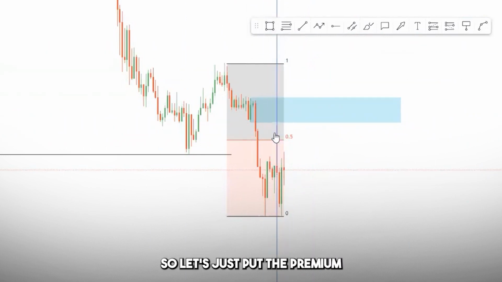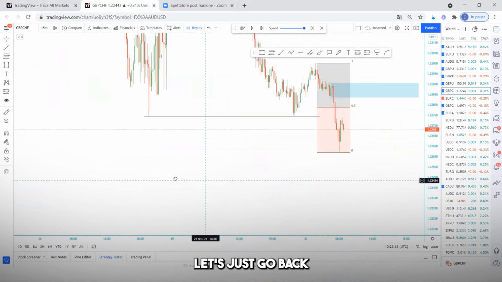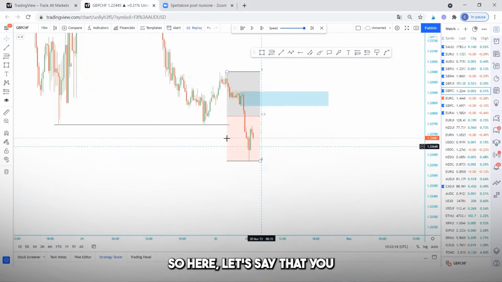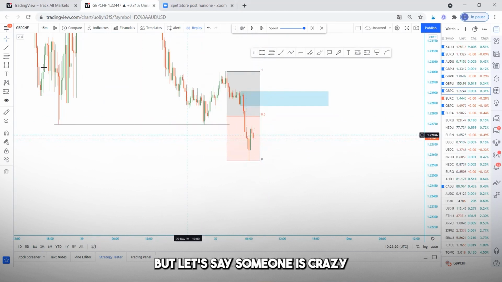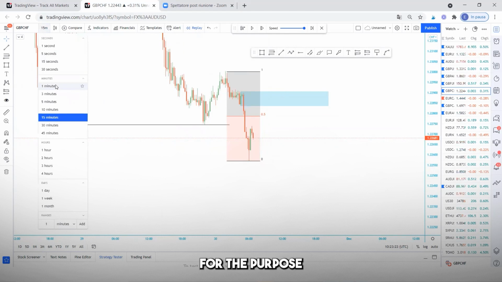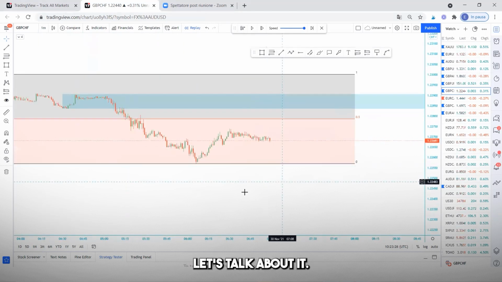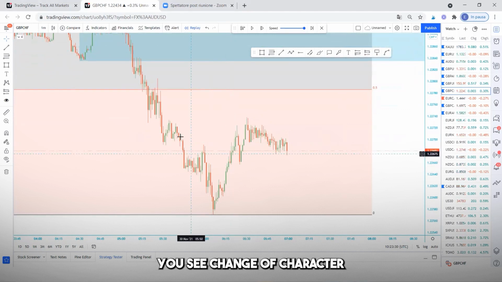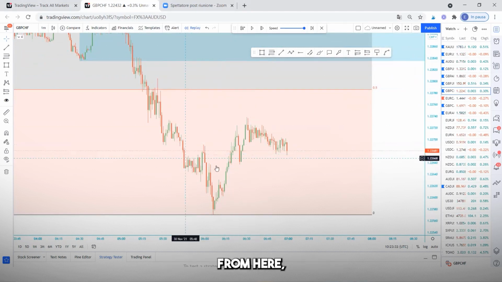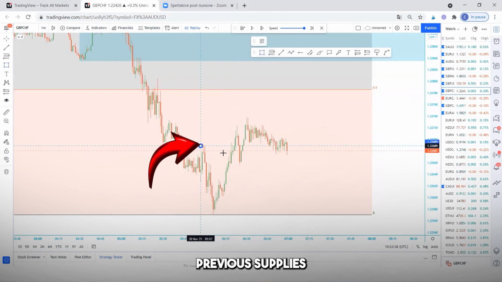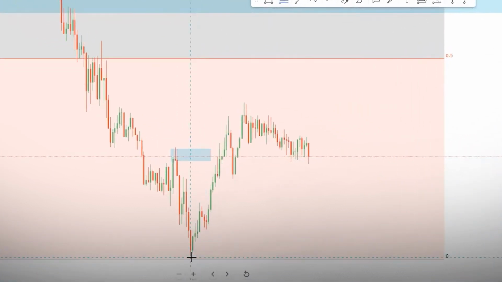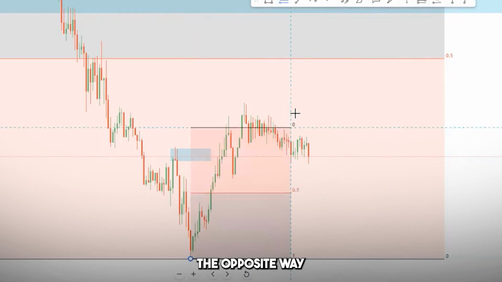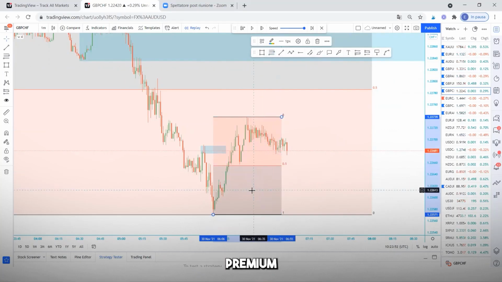So for the premium and discount area, let's just go back and talk about it. Here, I don't see any reason to go against the trend because it's pretty clear, but let's say someone is crazy, and just for the purpose of understanding premium and discount, let's talk about it. You see a change of character, change of direction, however you want to call it, from down here, because we're breaking previous supply, we're breaking previous structure, and so on. So what do you do? You use the fibs in the opposite way to look for an entry at discount, to target premium areas. Let's see how it plays out.